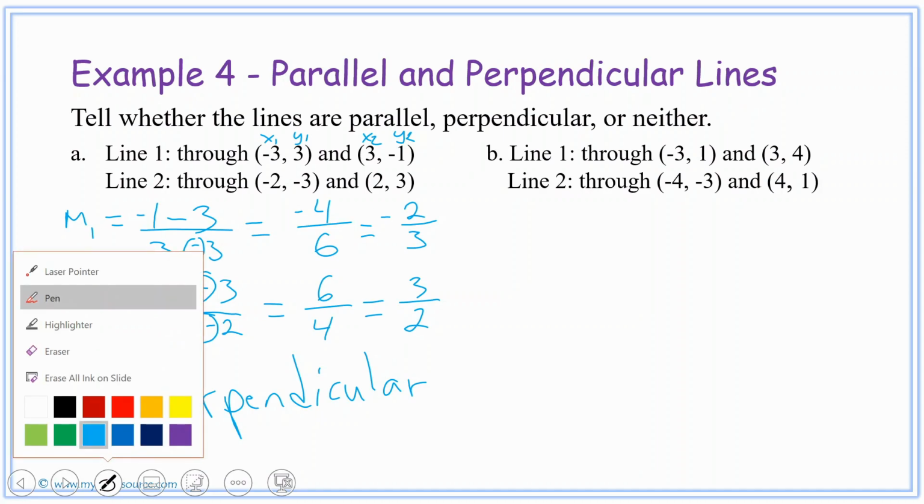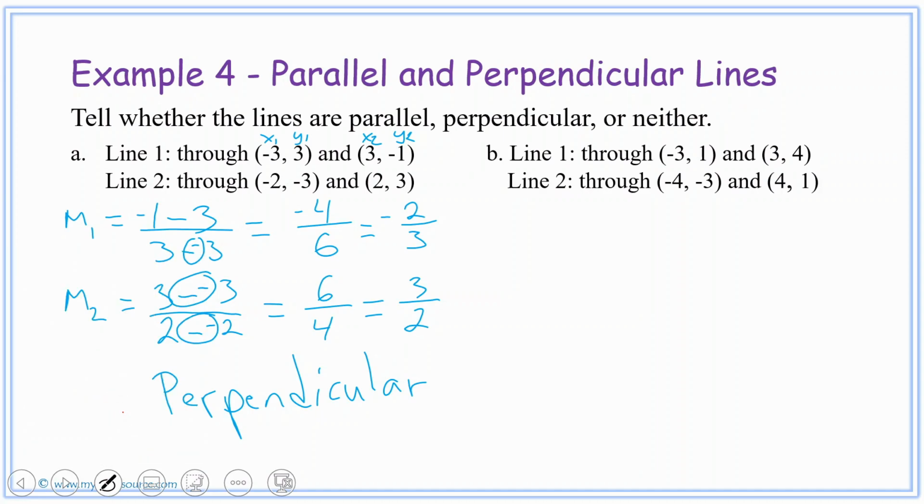I'll change the color for this one. And the same way, we're going to call it M1, M2. We'll label our coordinate points, x1, y1 here, and x2 and y2. All right, so let's go ahead and find M1.